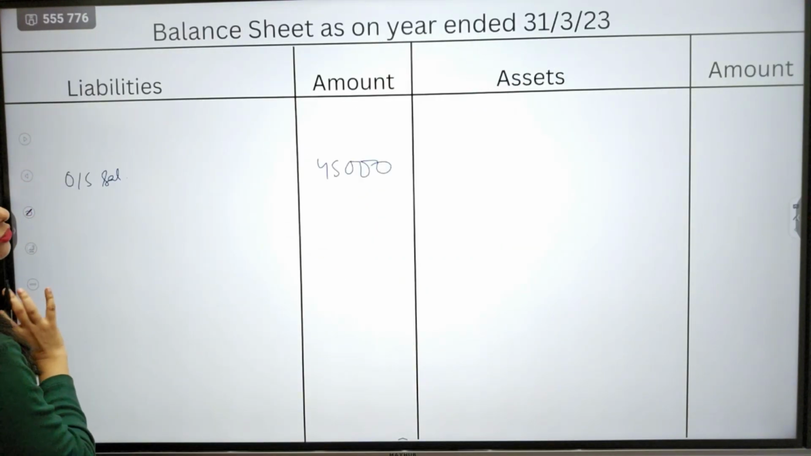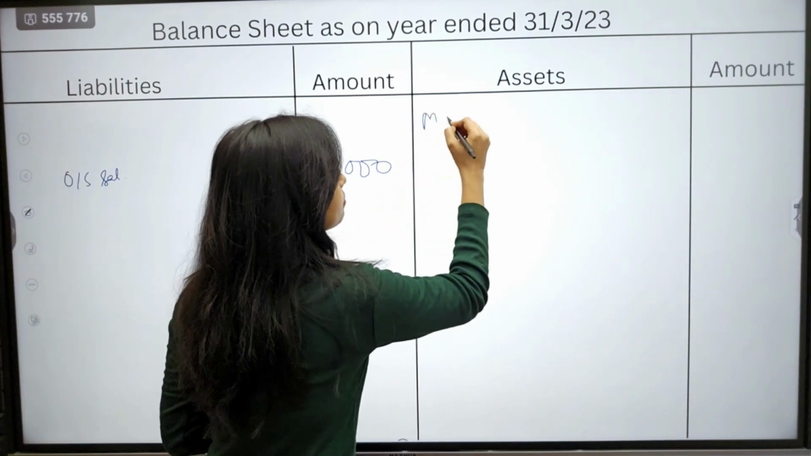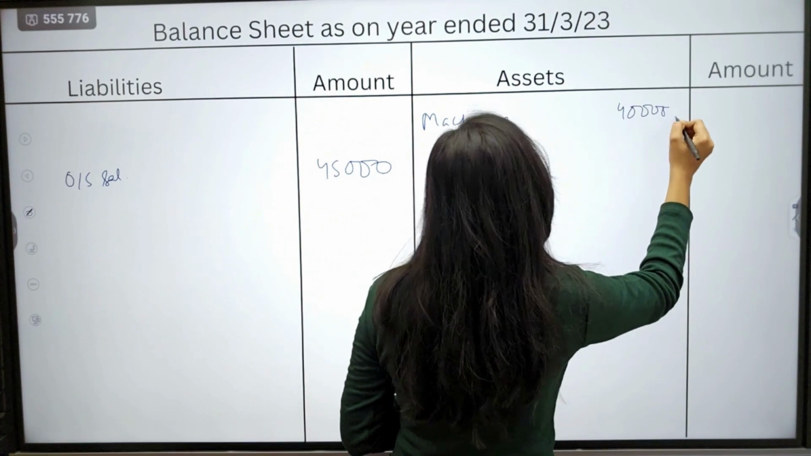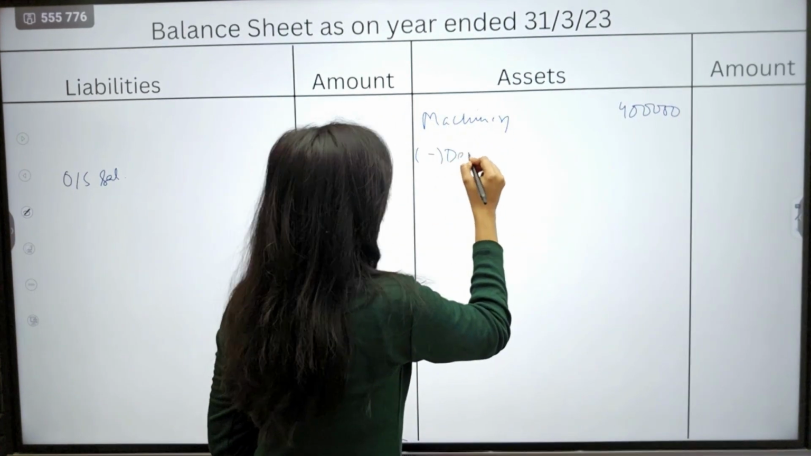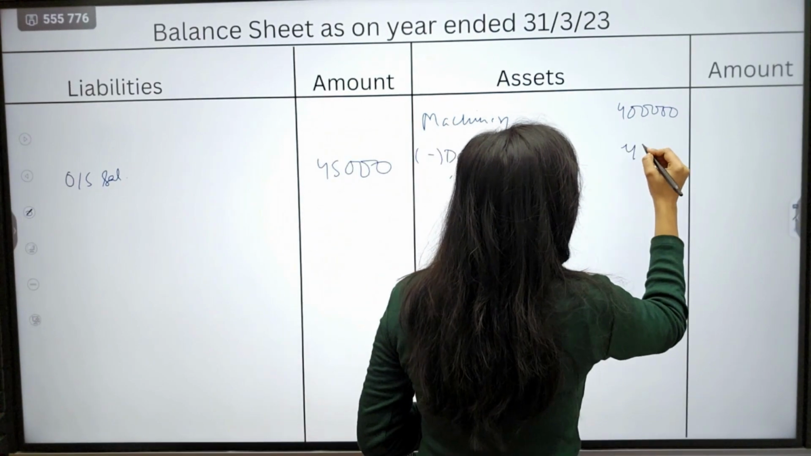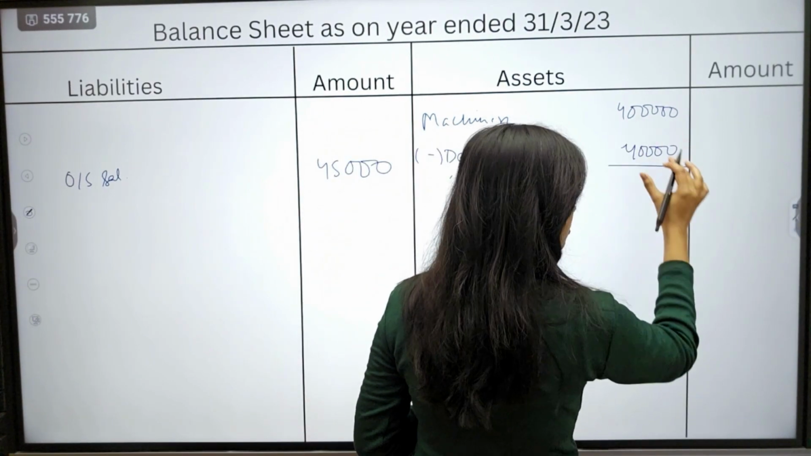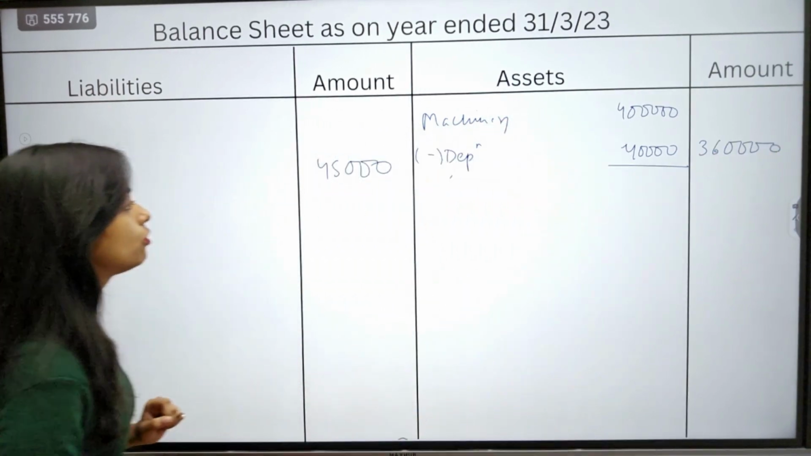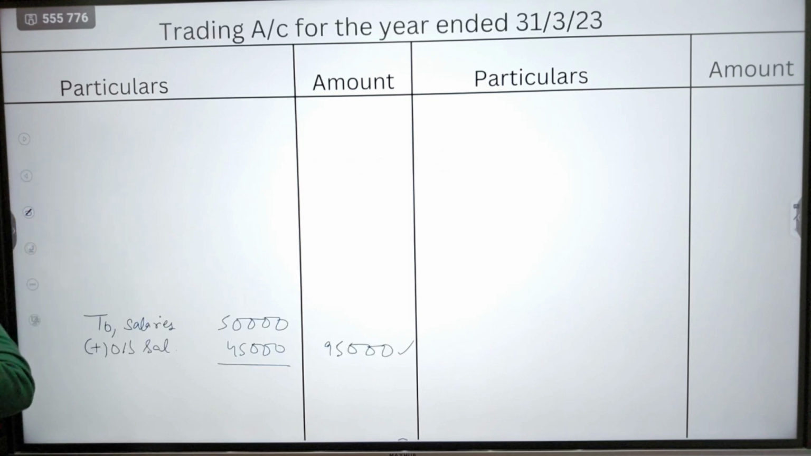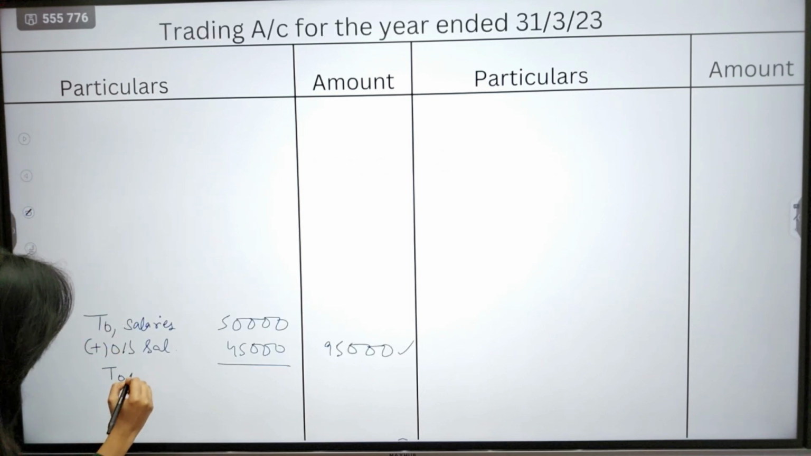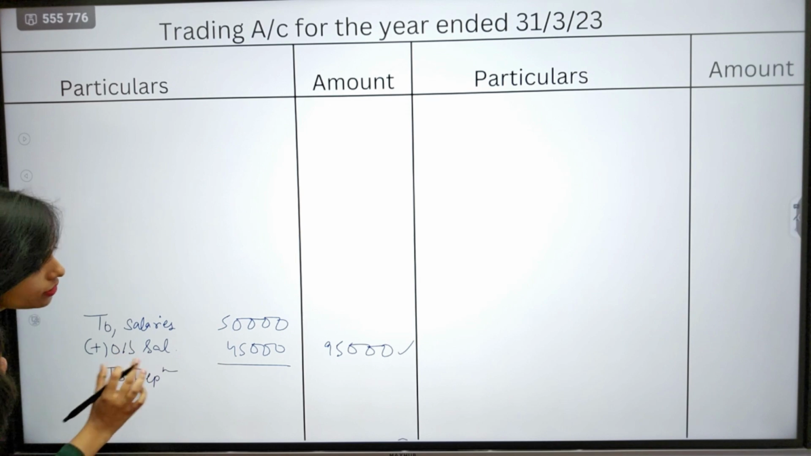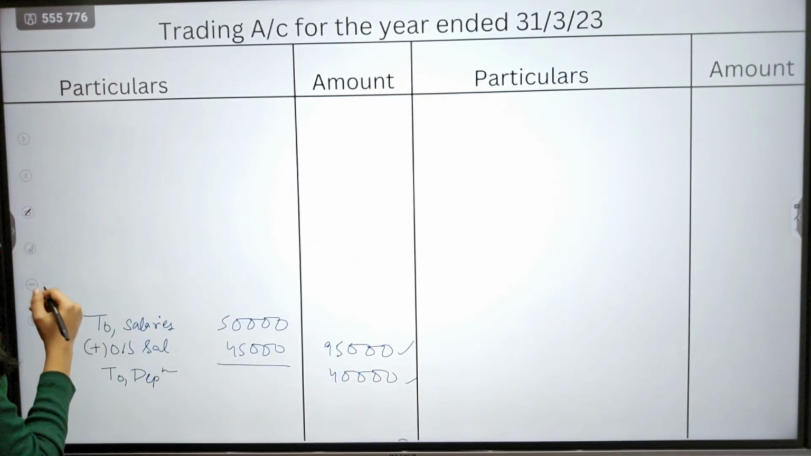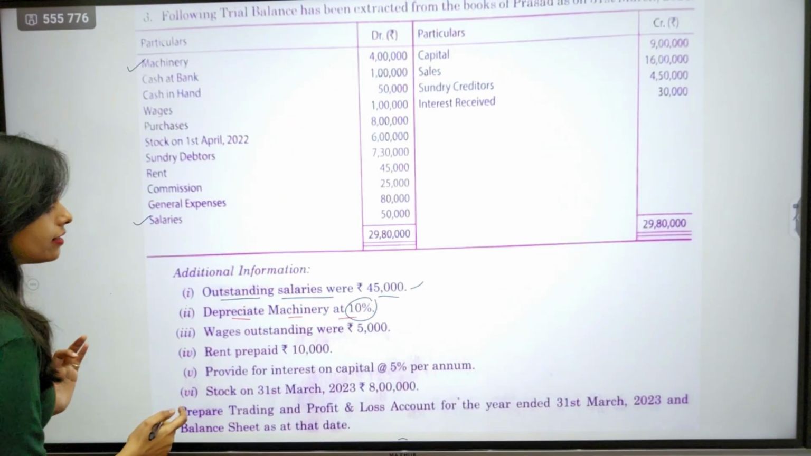So the first place that we are going to adjust it in is here, machinery. We are going to write 4 lakh rupees and depreciate it. 40,000 rupees is the 10% of 4 lakh, hence this is 3 lakh 60,000. This is the first place that we adjusted it in, and here is the second place that we are going to write it: to depreciation 40,000. Write it as an expense in the profit and loss account. Okay, depreciation is also done now.